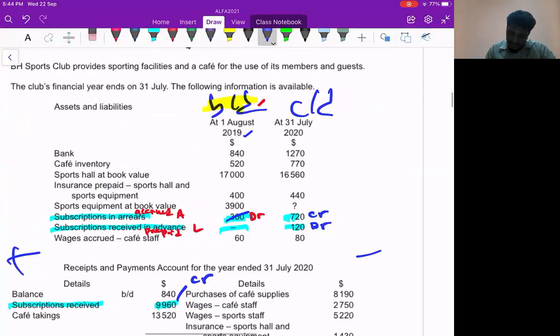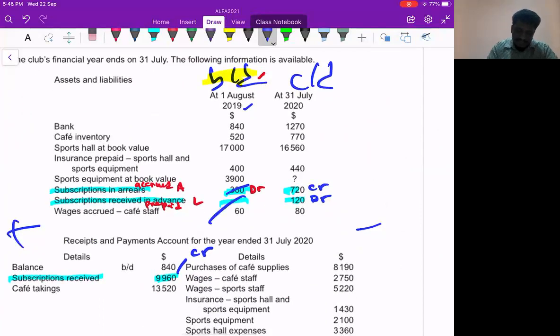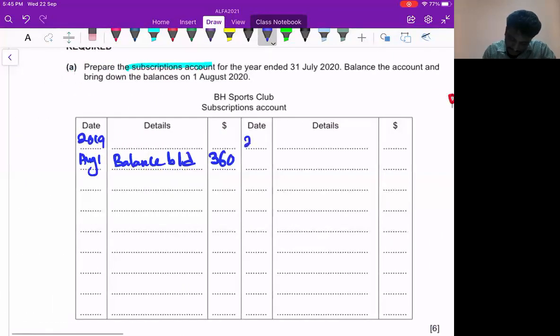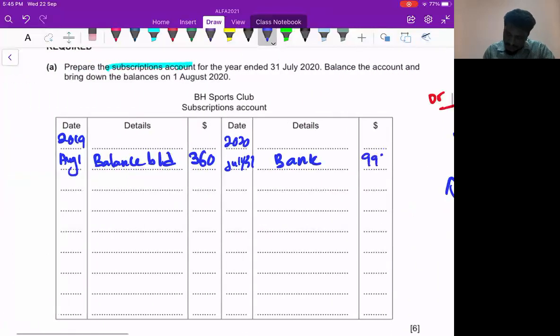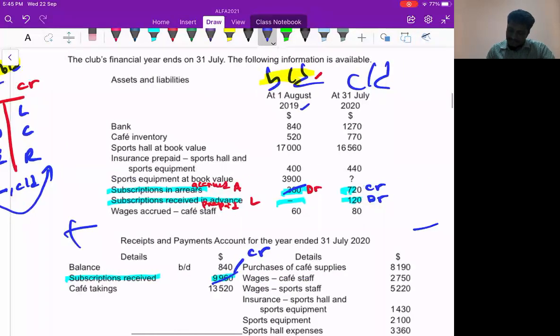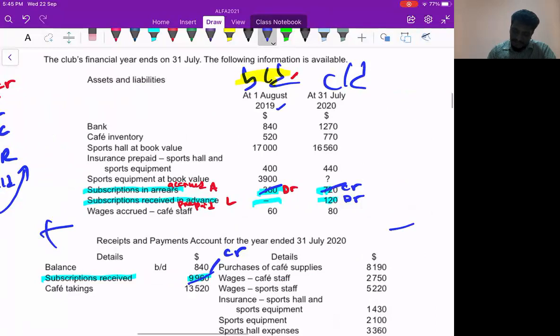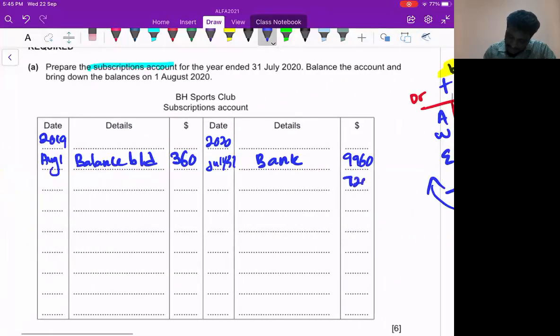After that, balance CD, the last one that we will put. This one doesn't have balance BD. I put the bank first. This bank will be on the credit side. The date will be the last day, 2020, July 31st. Bank, how much? 9960. After that, balance CD, this one will be credit 720. So right here, 720, balance CD.